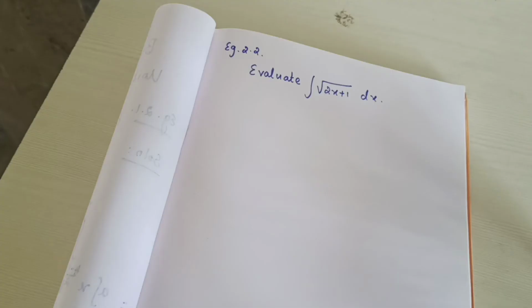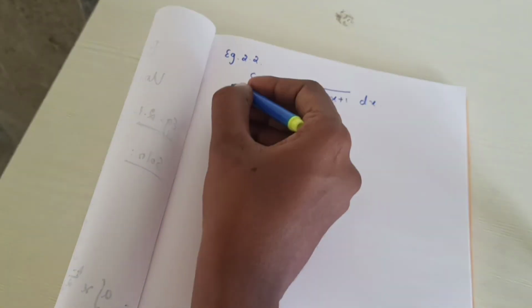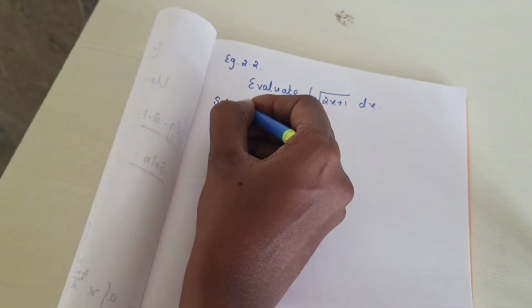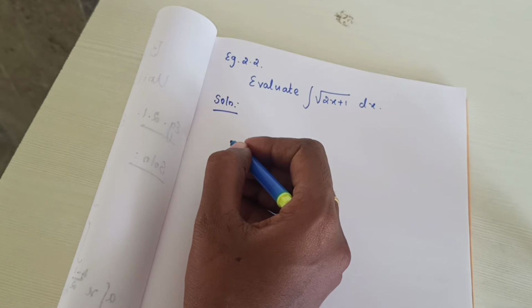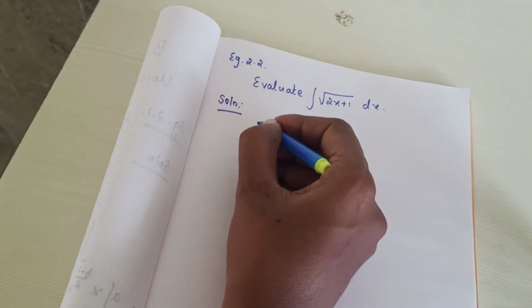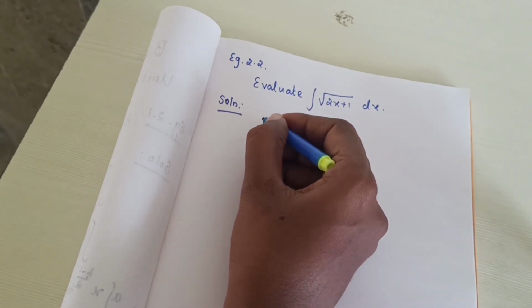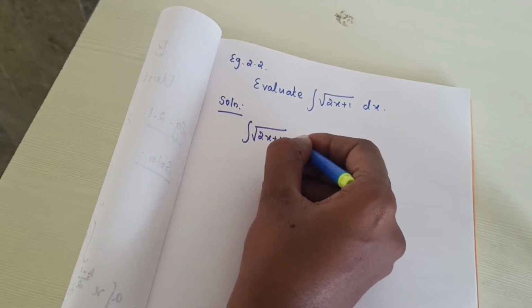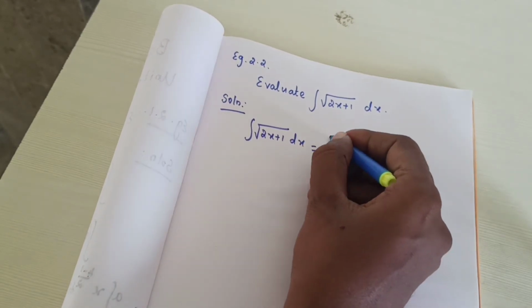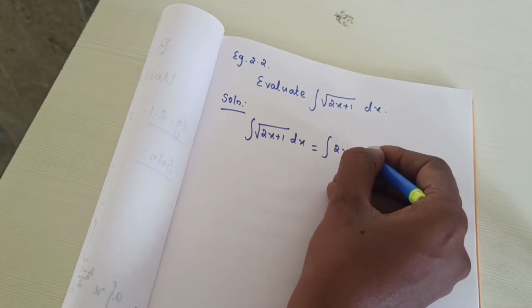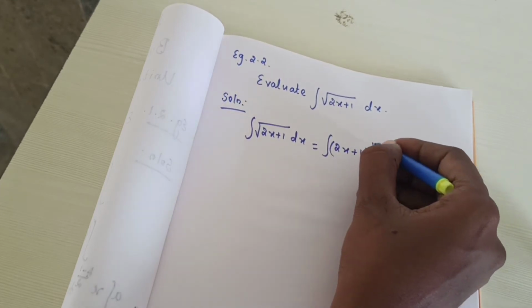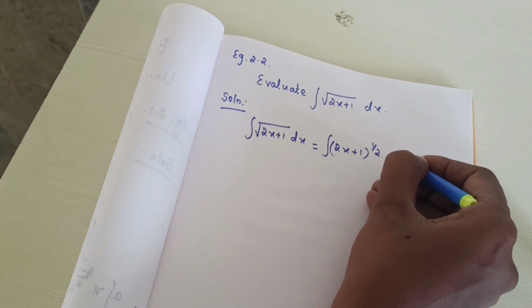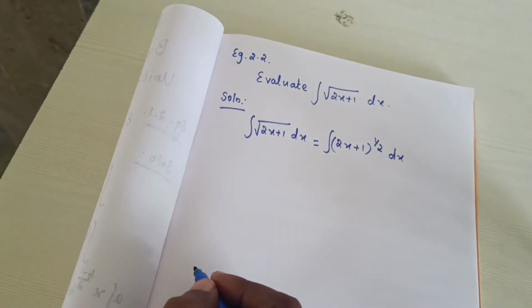Example 2.2. Listen here students. Evaluate integral of square root of 2x plus 1 dx. Okay. So first when you get the question, you need to change this root. Okay. So how will you change? Integral of square root of 2x plus 1 dx is equal to integral of 2x plus 1 the whole power 1 by 2 dx. Okay. Whole power 1 by 2.